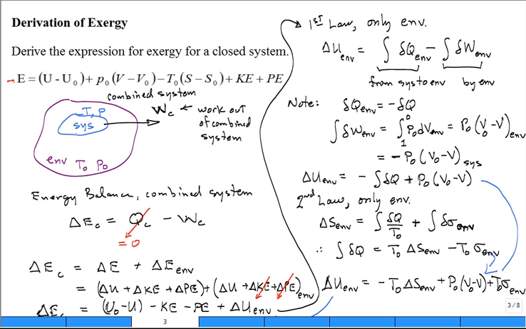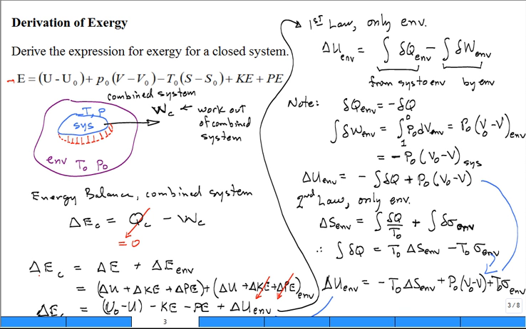Now, this system can expand, and when it expands, it pushes back the environment. But the environment's not expanding and pushing back any. We're only interested in WC, the useful work transfer out of that combined system. So we do an energy balance for the combined system. You have the change in the total energy of the combined system equal to the heat transfer into the combined system, but there's none, minus the work that we're interested in computing.